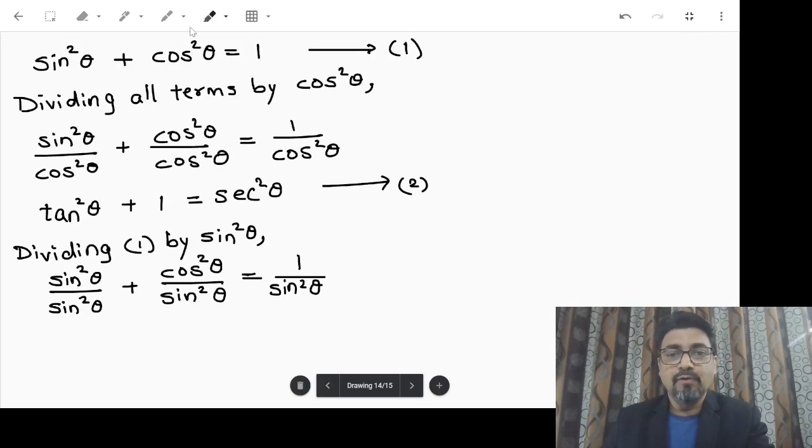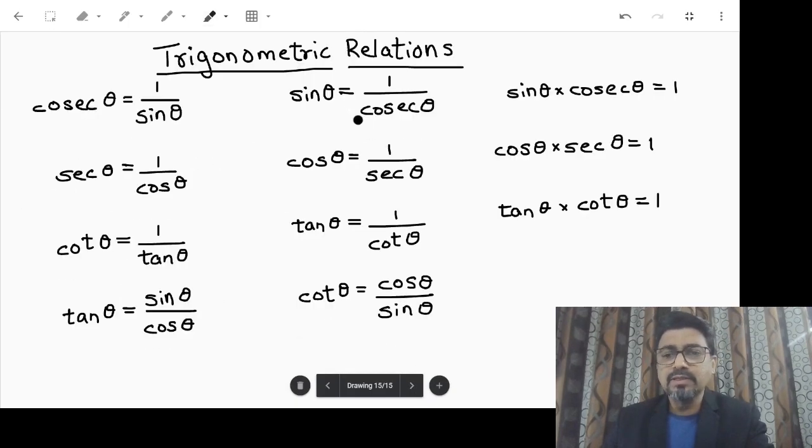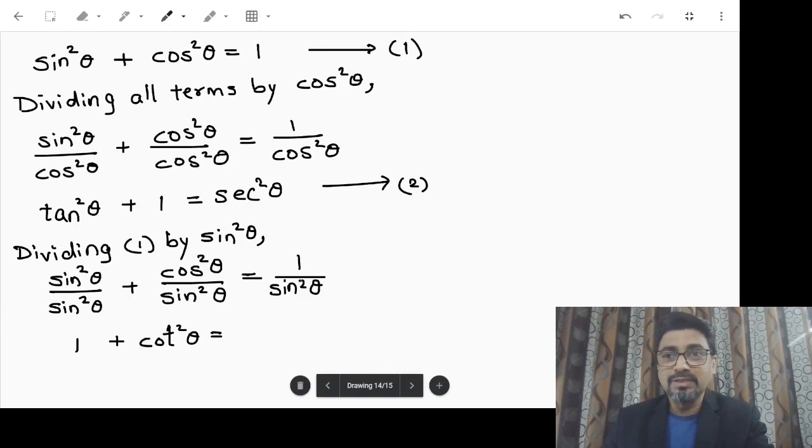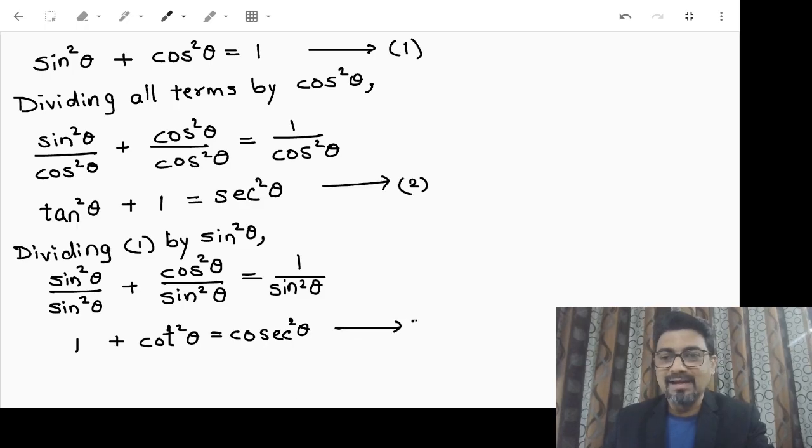So we write, for the first two terms, sine square upon sine square, that's 1, plus cos square theta upon sine square theta gives us cot square theta. And on the right side, I have 1 upon sine square. What was 1 upon sine? 1 upon sine was cosec. So 1 upon sine square theta will be cosec square theta. So therefore, on the right side, I can write 1 upon sine square theta as cosec square theta, which will be my third identity.